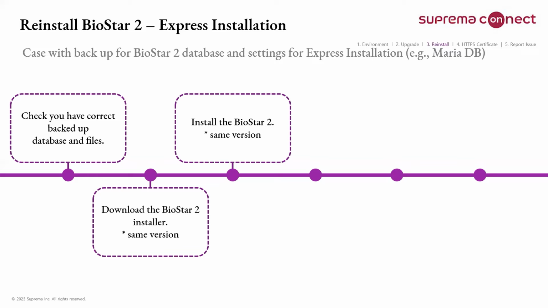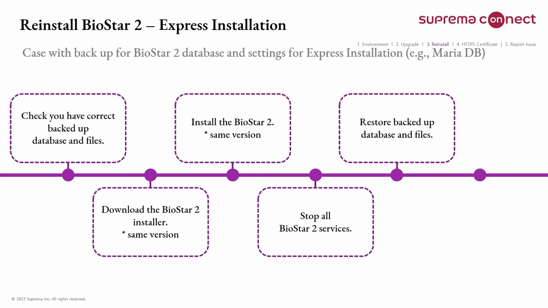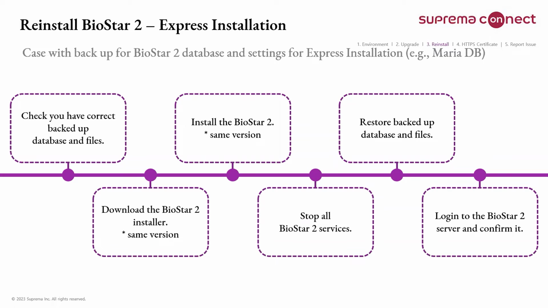Next, run the downloaded installer to install BioStar 2. When the installation is complete, stop all BioStar 2 services and restore the backup database and configuration files. After that, log into BioStar 2 with the ID and password of the administrator account you used when using the old backup database, and check if the reinstallation was done correctly.